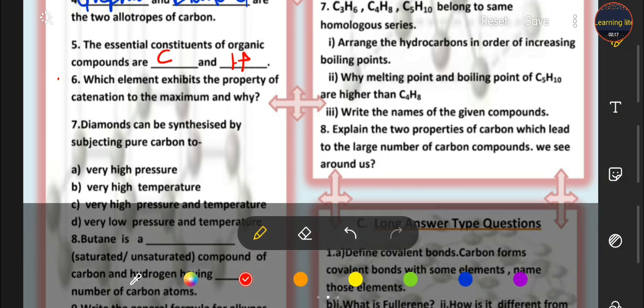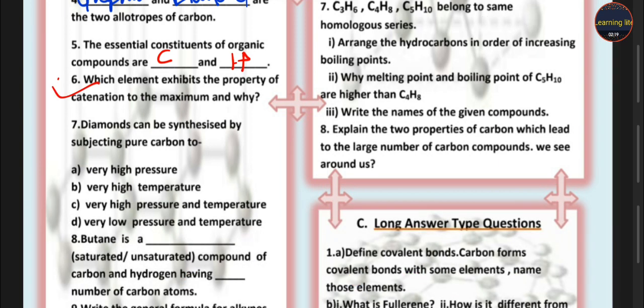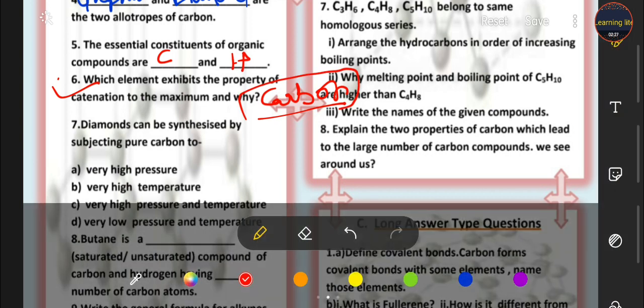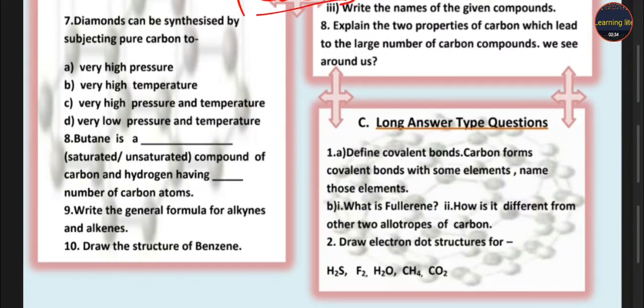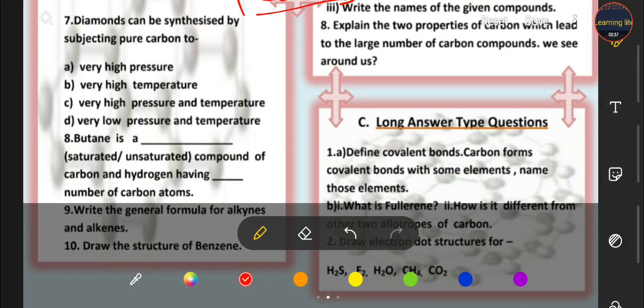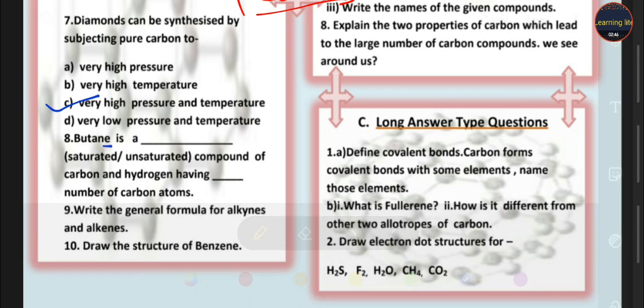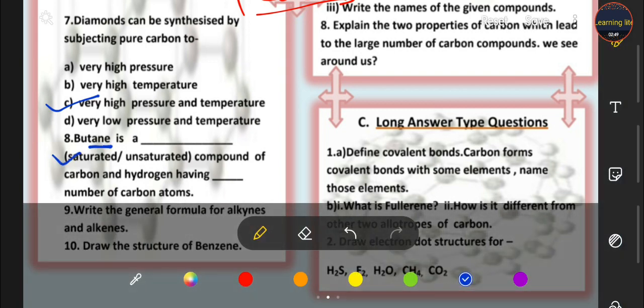Next, which element exhibits the property of catenation maximum and why? That is carbon, student. And why does it show catenation? Because it has tetravalency to form covalent bonds with others. Next, diamond can be synthesized by subjecting pure carbon to what? By applying high pressure and temperature. Next, butane. The ending ane means saturated, and it has 4 carbons.